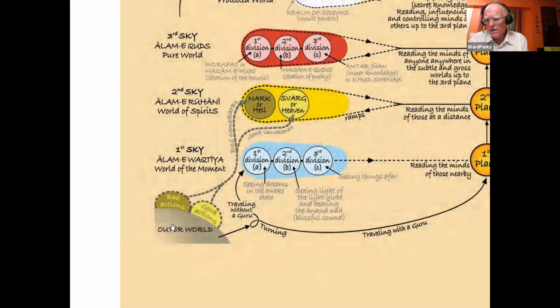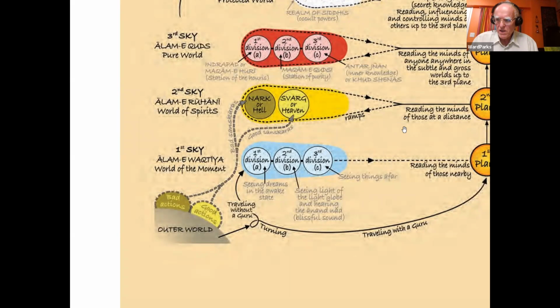You can see this dotted line here is to indicate that gross conscious souls have this experience. So from the outer world, their bad actions lead them to the experience of narc or hell, and good actions through good sanskaras lead them to the experience of svarg or heaven. Of course, gross conscious people don't experience the second plane in its own right. They just experience their own subjective projection of it.